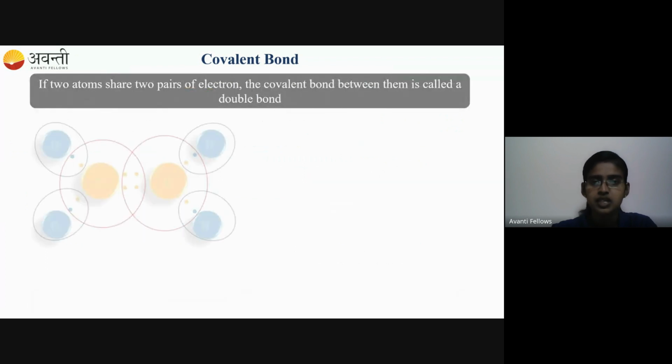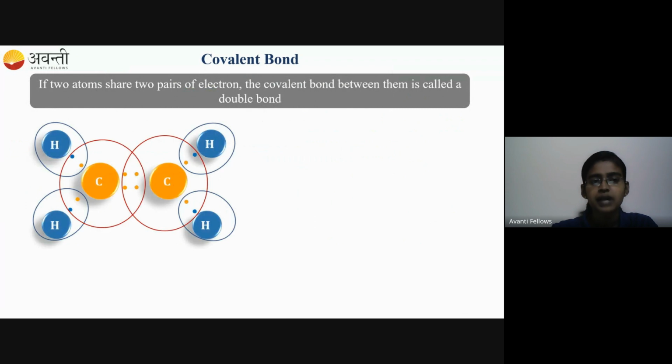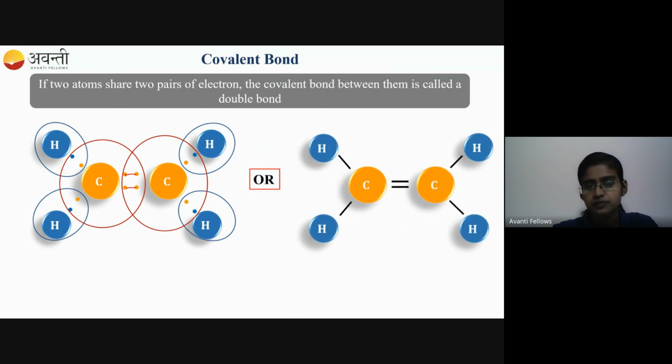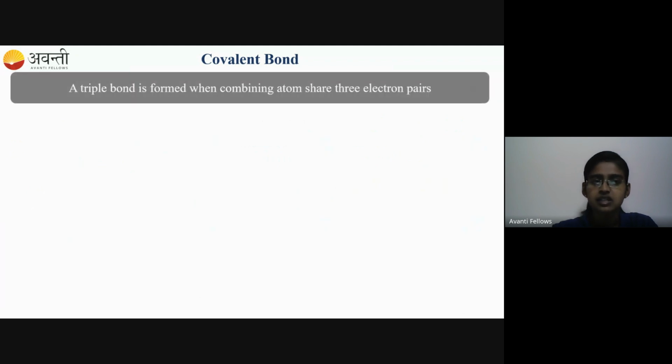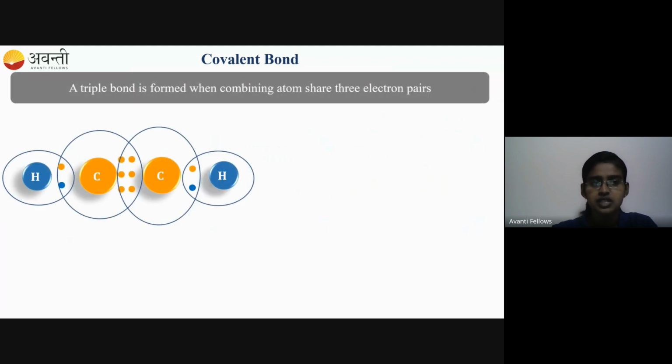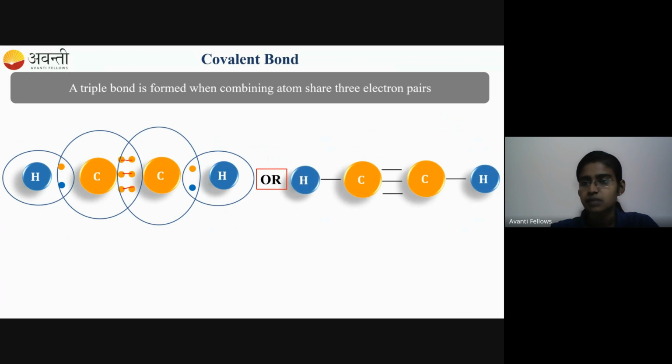Here you see, the 2 carbon atoms are sharing 2 electron pairs. Here you see 2 electron pairs. So they give rise to the double bond. And if 3 electron pairs are shared, a triple bond will be formed. Here you see 3 electron pairs. They are shared between the 2 atoms and giving rise to the triple bond between the two carbons. So these are the covalent bonds.